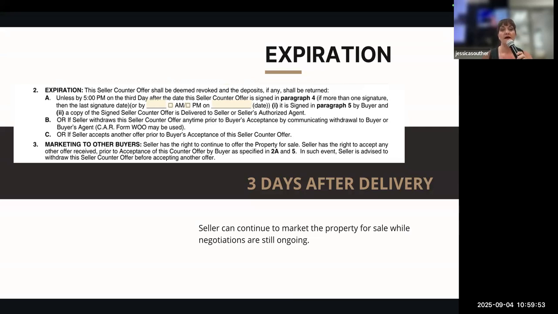Okay. And then marketing to other buyers, it's very clear here to the buyer that the seller still has the right to continue to offer their home for sale active on the market until it is under contract. Just because you're in negotiations, that's why a buyer needs to hurry up and go back and forth, because they could lose out.